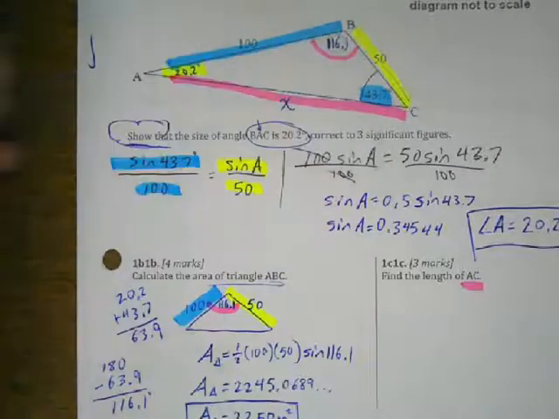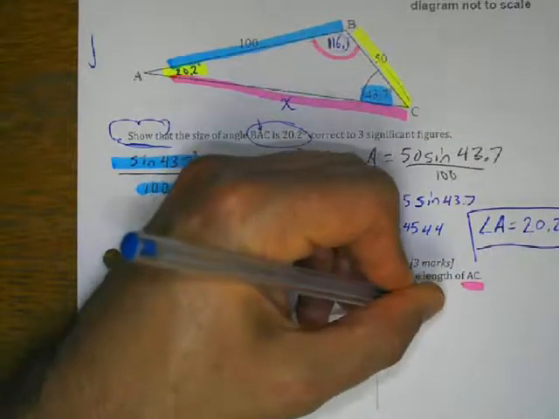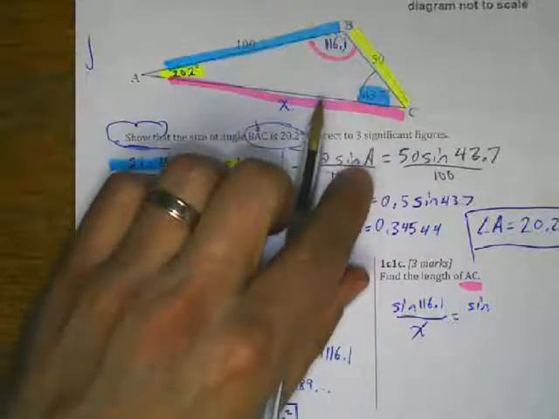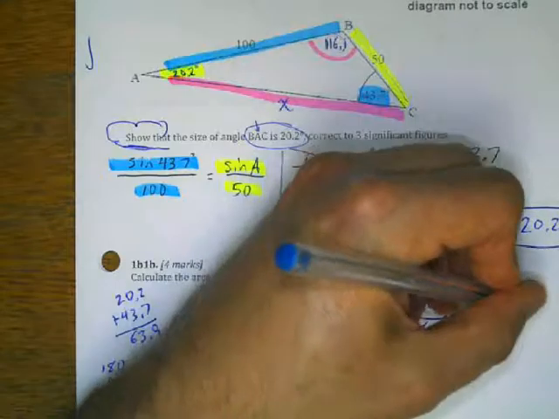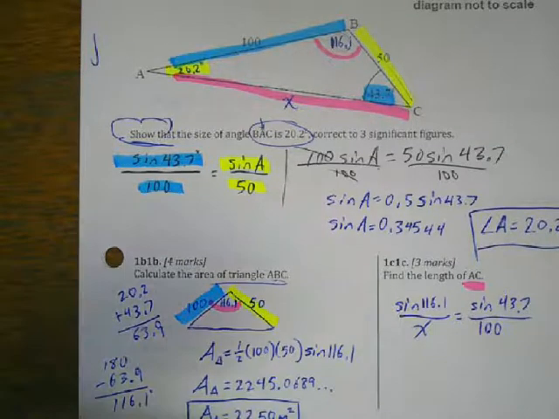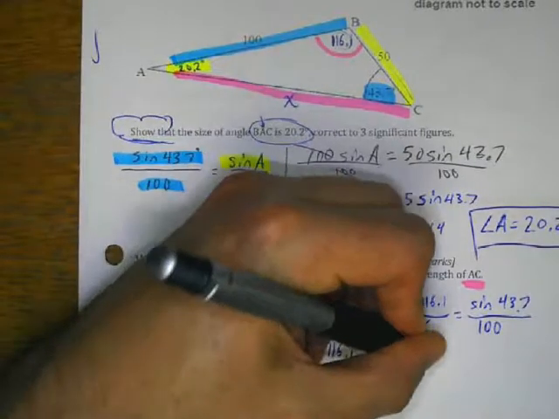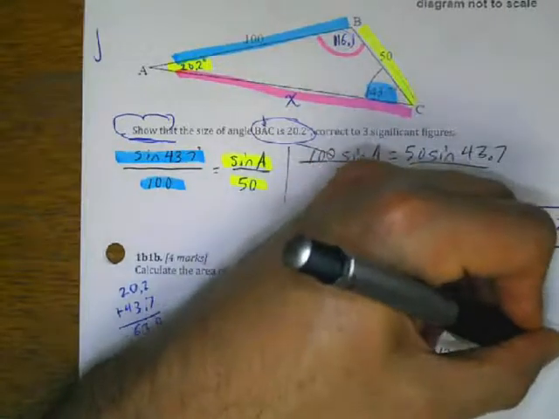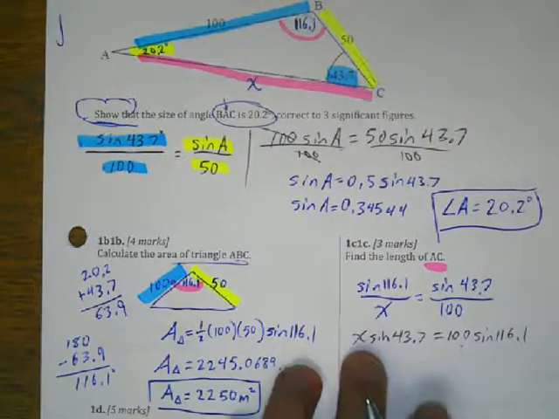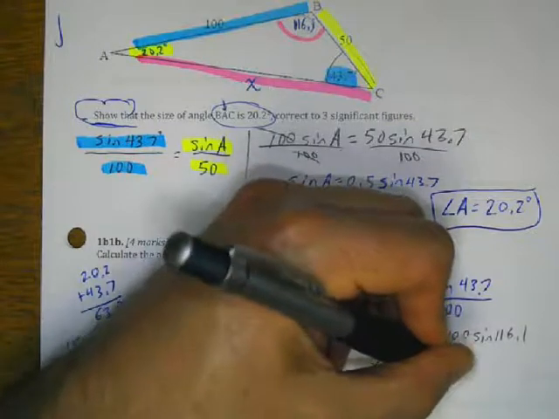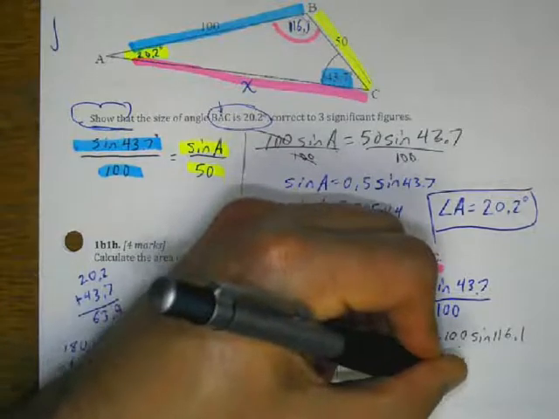So sine 116.1 over x equals sine of 43.7 over 100, and now I can cross multiply, and I end up with x times sine 43.7 equals 100 times sine 116.1. Divide both sides by sine 43.7, and then we get our answer.